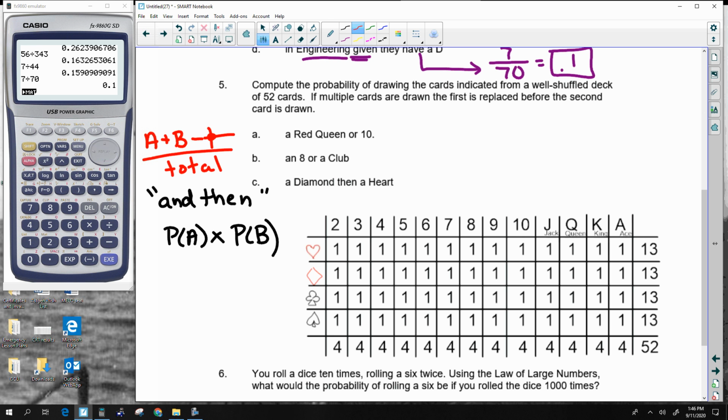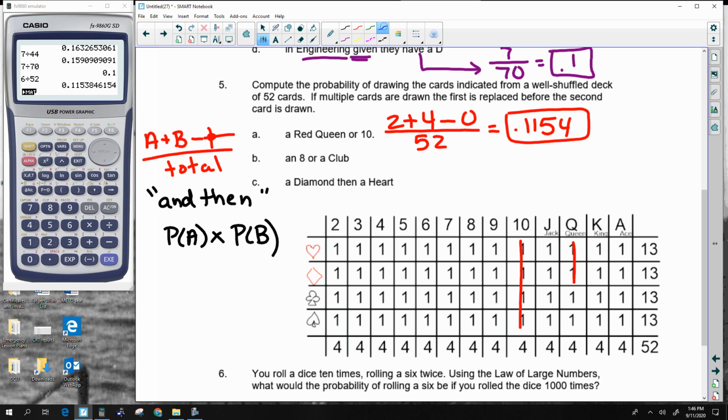All right, question A is a red queen or a 10 minus any intersections out of 52. Next one is an 8 or a club minus any intersections out of 52.